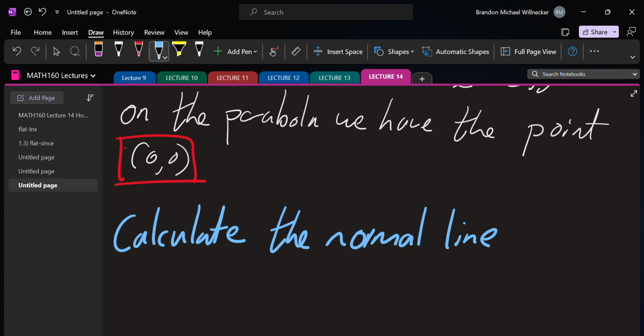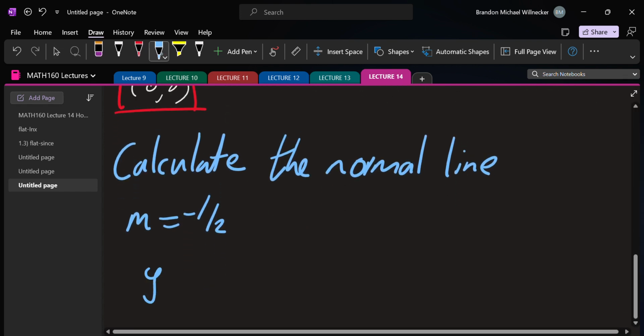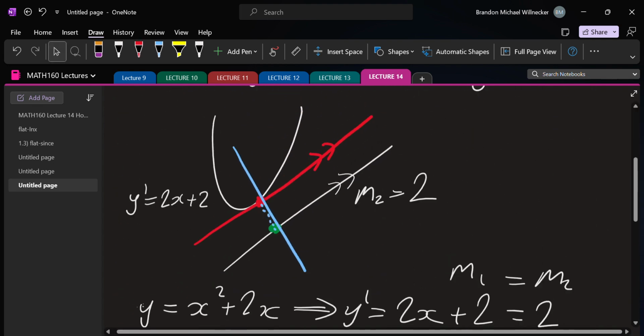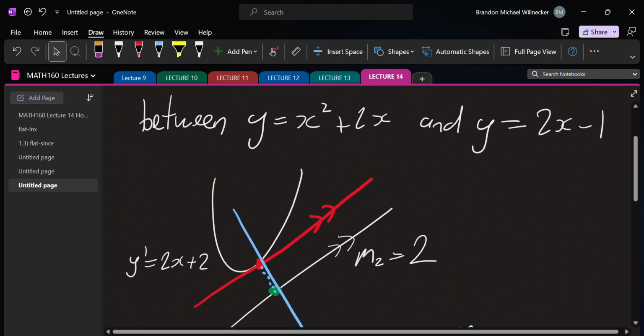So once we're done with the parabola, we can use the normal line to find the points on the straight line. How do we do that? Well, the gradient of the normal line is perpendicular to the gradient of the tangent. The tangent line has gradient 2. So the normal line has gradient -1/2. Good. So we have y equals -1/2 x plus c. We don't know what c is.